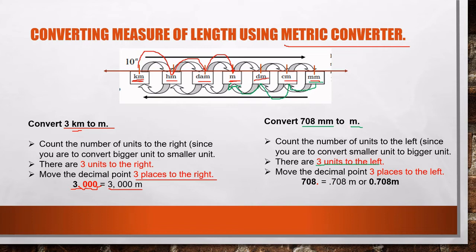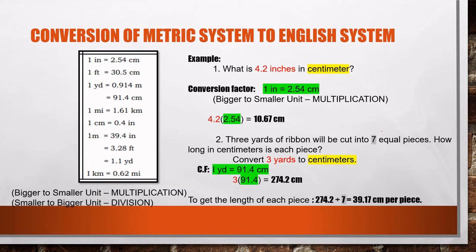So copy the given 708. Again, this is a whole number. The decimal point is placed on the right. So move the decimal point 3 places to the left. So that is 1, 2, 3. So we have 0.708 meters.